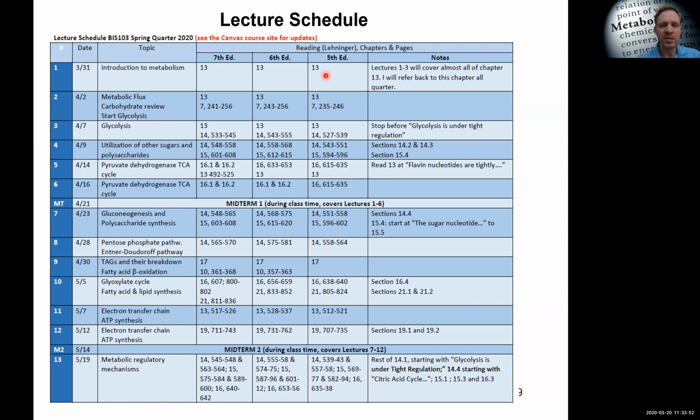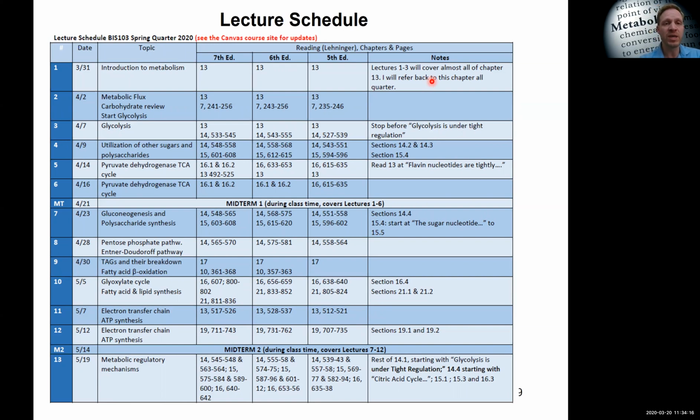Then I have here listed the pages of the book relevant to these topics for each of the editions of the book that I would recommend. And there's some additional notes here too, what kind of chapters and what you should be focusing on if you want to do this additional reading and learning from the book alongside our lecture material.